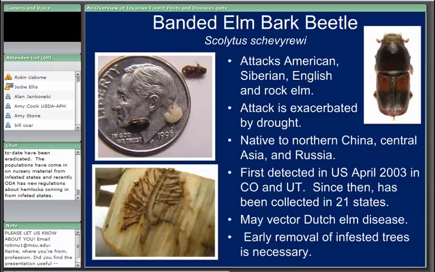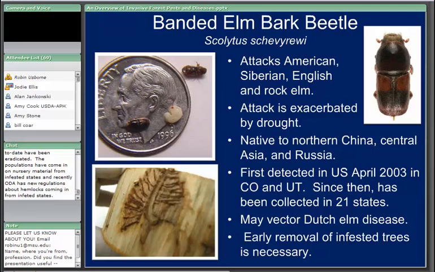It's native to China, Central Asia, and Russia. First found in the U.S. in 2003 in places in Colorado and Utah. And since then, it's been collected in 21 states. So this is kind of a widespread insect as well. There is some concern that it can vector Dutch elm disease. Just what we need is another beetle doing that.